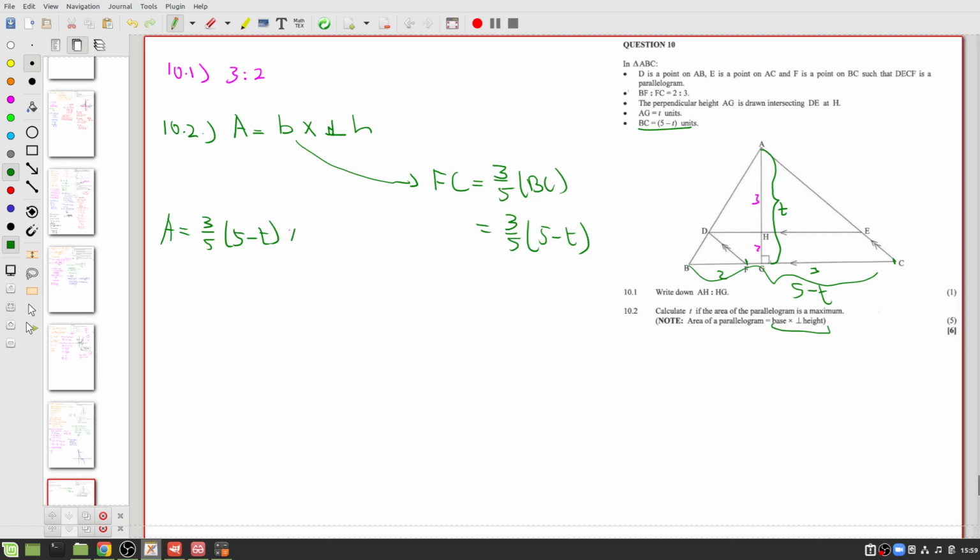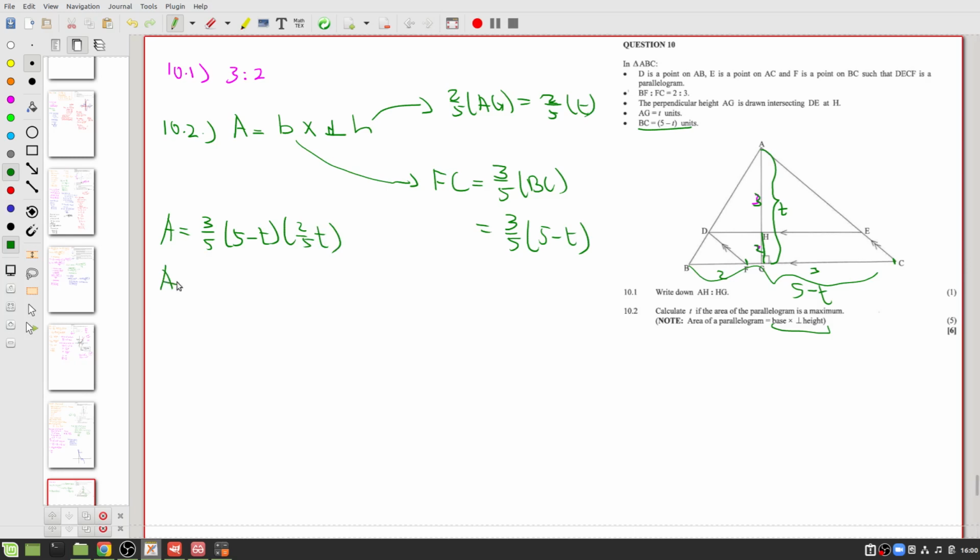Okay, now we're going to multiply that by h. So h is the perpendicular height, that's this one. So we know this is 2/5, right? 2 to 3 or 2 to 5 for the whole line of AG. So it's 2/5 of t. So h is 2/5 of AG, and we know what AG is. AG is t. So 2/5 t. Right, so that's the area of our parallelogram.